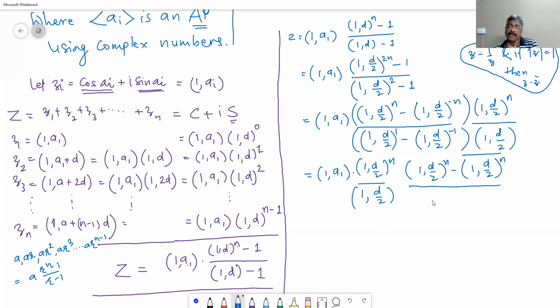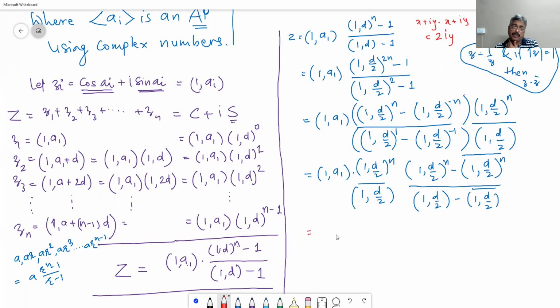Similarly, in the denominator, we have 1 comma d by 2 raised to 1 minus 1 comma d by 2 conjugate. And now z minus z conjugate, z is x plus iy minus its conjugate, that is x minus x minus iy, is equal to 2 times i times y. So this is 2 times i times the imaginary part.